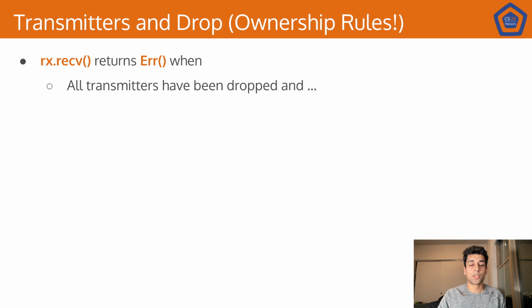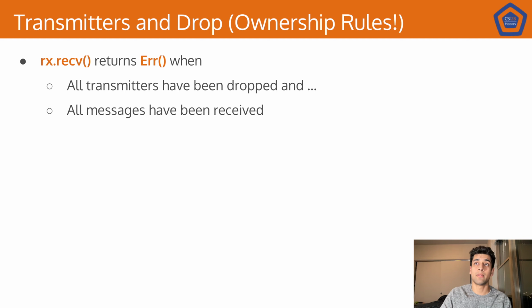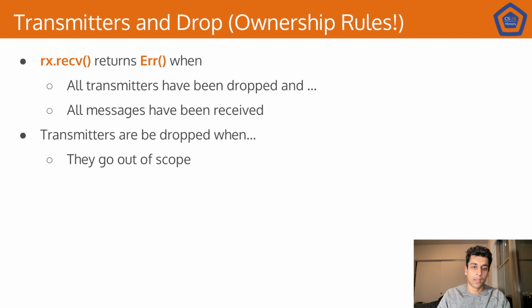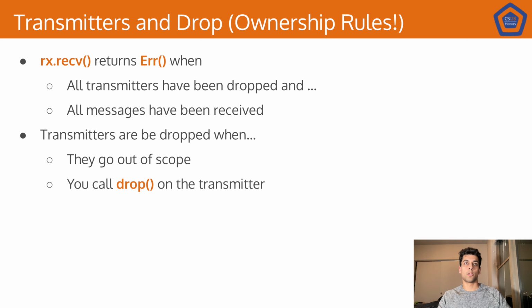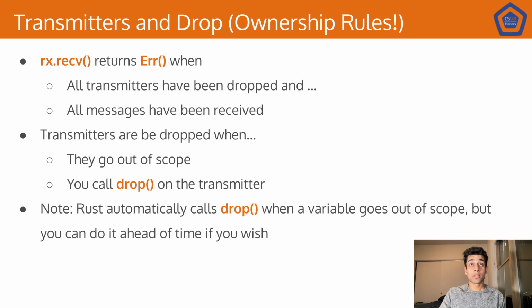Okay. So rx.recv returns an error when all transmitters have been dropped and all messages have been received. That's what we said. We prevent blocking by dropping all transmitters, either with the drop function or by letting the transmitters go out of scope. So transmitters are dropped when they go out of scope, or you call drop. And Rust automatically calls drop for you when a variable goes out of scope.